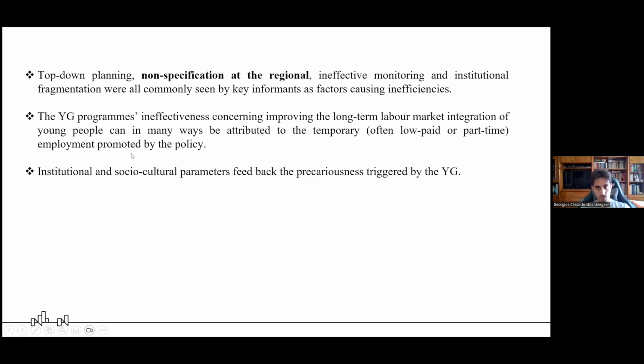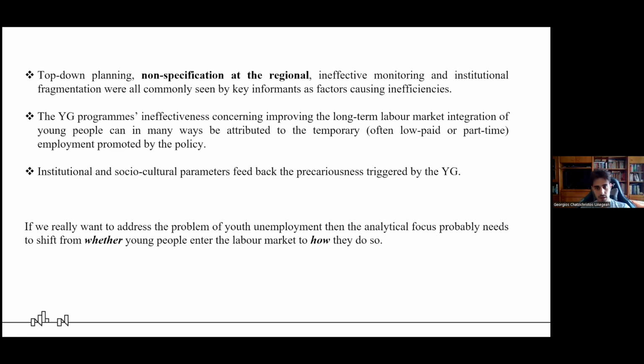So from our research results, our, let's say, punchline is that we should not only focus on statistical data, on data like youth employment. We should not focus on whether young people enter the labor market but we should focus on how they do so. What are the conditions of their entering the labor market?